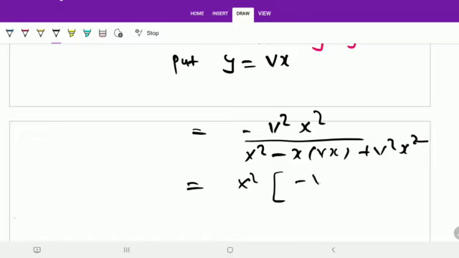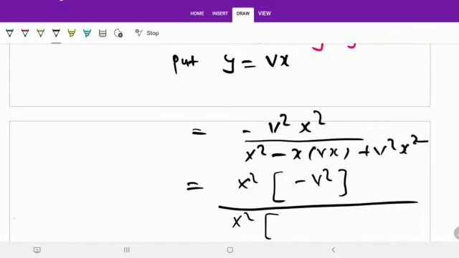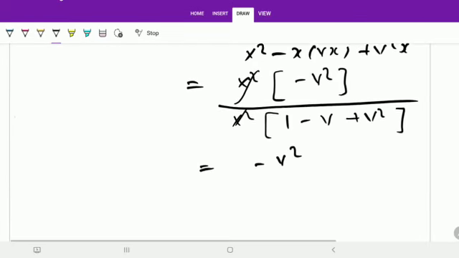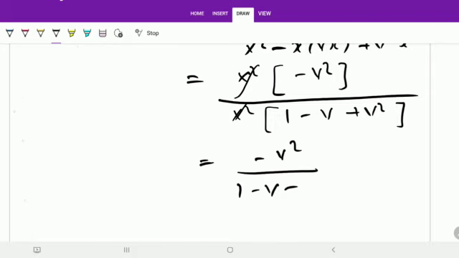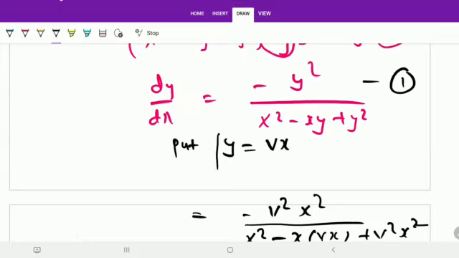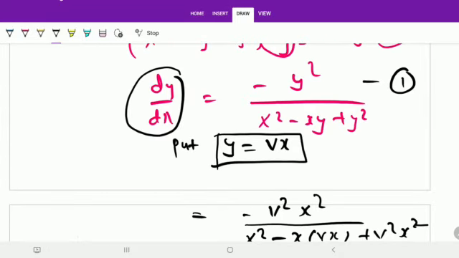I take x square common from the numerator and x square common from the denominator, so it will be easier for us to understand that this is 1 minus v plus v square, and we can cancel x square. So we are left with minus v square over 1 minus v plus v square. Fine. But whenever we do y equal to vx, we also have to find the value of dy by dx, right?